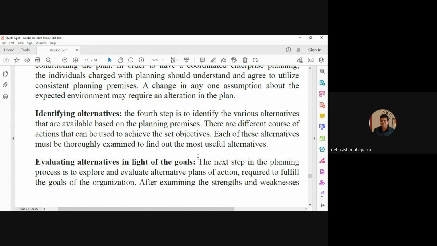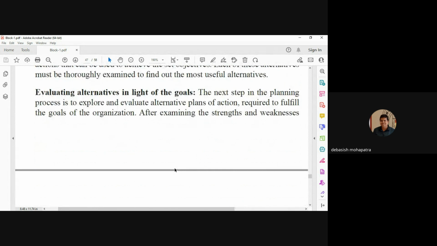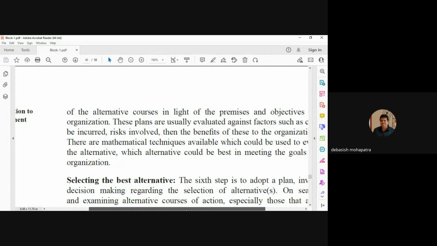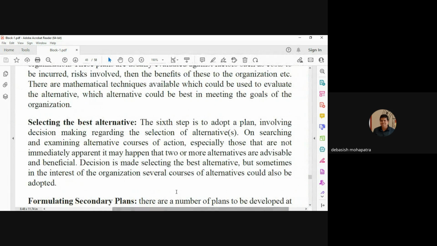Then evaluating alternatives in light of the goal. The next step in the planning process is to explore and evaluate alternative plans of action required to fulfill the goal of the organization. Then selecting the best alternative. If we have different alternatives, then we have to select the best alternative after searching and examining the alternatives, of course.